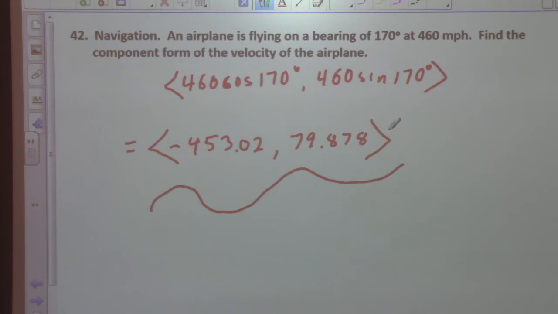Okay, then we get to problem 43. And problem 44 is very much like 43.